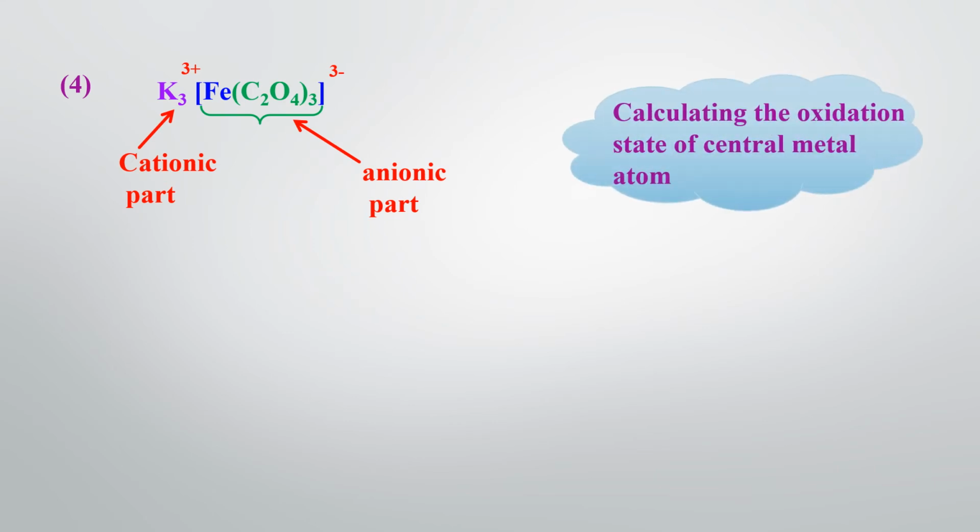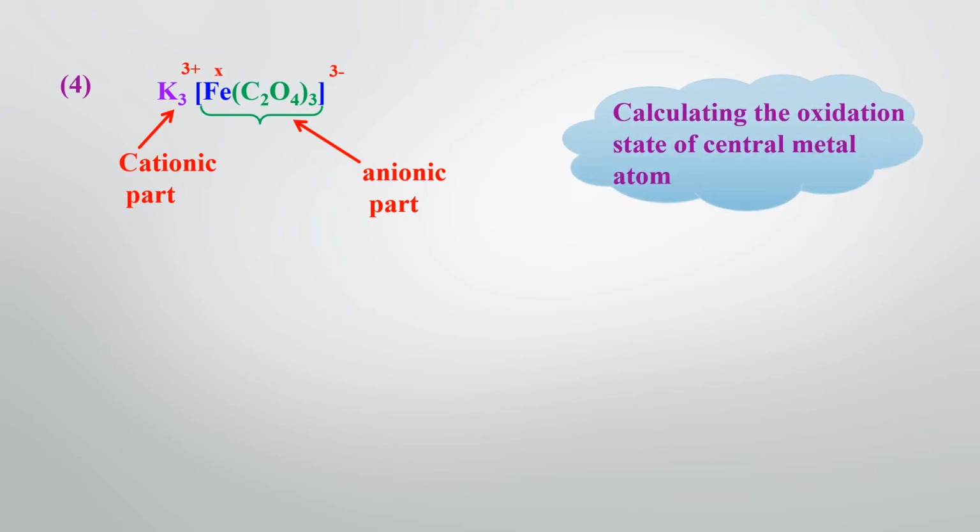Go for the next one. One more example. Now see, potassium is there as the cationic part and the complex is the anionic part, because the counter ions present at the left side are the cationic part and the remaining coordination sphere is the anionic part. So again, first plus 3 minus 3, because potassium charge is plus 1, plus 1 into 3 is plus 3. So the remaining coordination sphere is minus 3. So there is a cationic part and an anionic part.